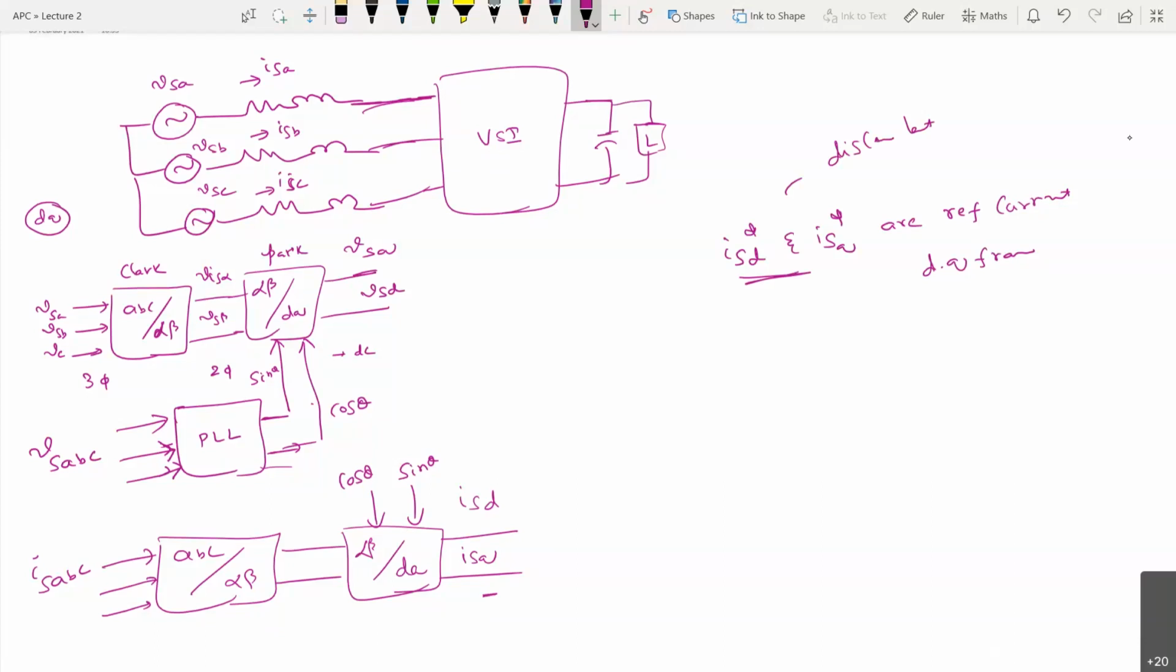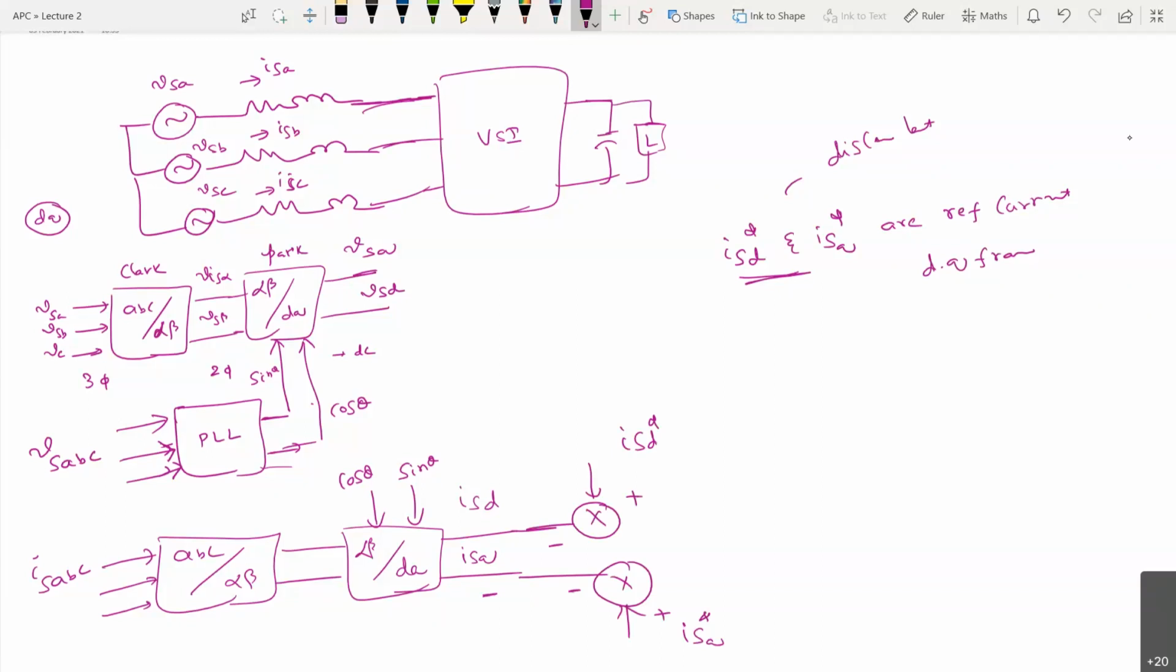Now we have this comparison. These are the reference ones and these are the actual ones. So this is minus here and plus here. This is ISD star and this is ISQ star.